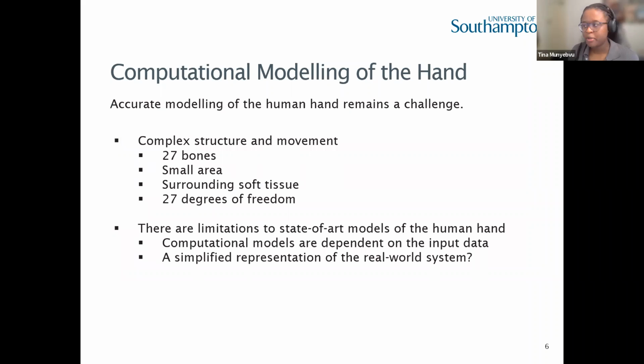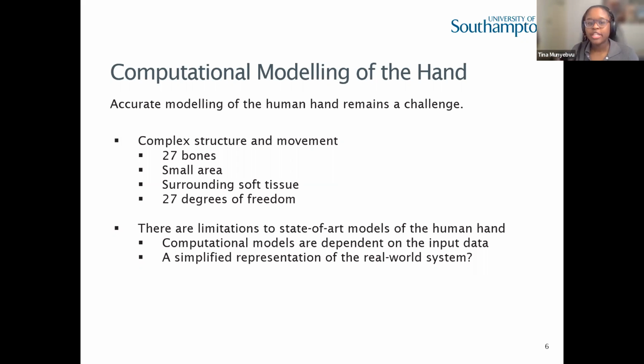So let's be specific about the hand, because that's my research area. Accurate modeling of the human hand is actually quite a challenge, and that's mostly because of how complex the hand is on a structural basis, but also the fact that it can produce a really complex movement. So there are 27 small bones in the hand, and they're surrounded by various soft tissue, which together facilitate 27 different directions of movement. So you can see how it could be difficult to model that on a computer.